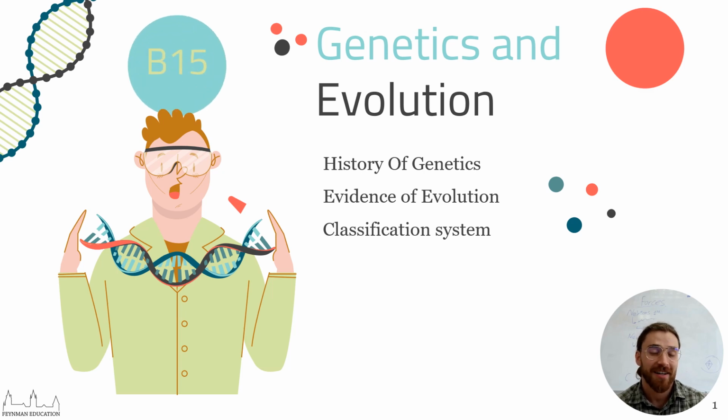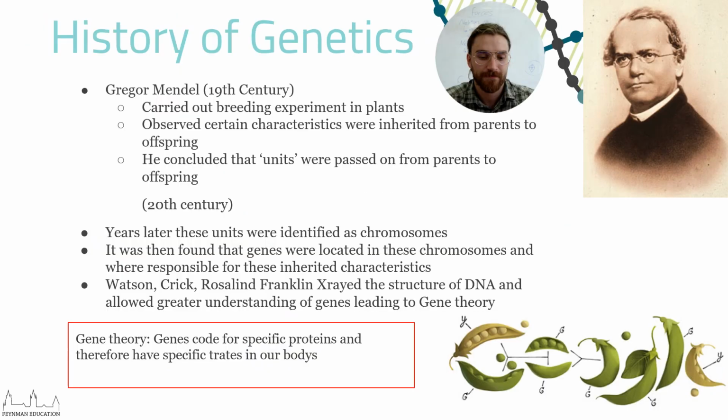Hi everybody, my name is Cameron and today we're going to be looking at genetics and in particular evolution. We're going to be looking at the history of genetics and evolution, the evidence of evolution, as well as the classification system. So back in the 19th century, this was before Darwin, there was a man called Gregor Mendel.